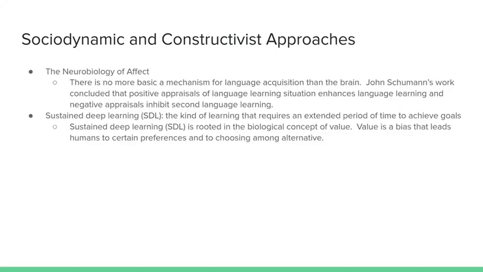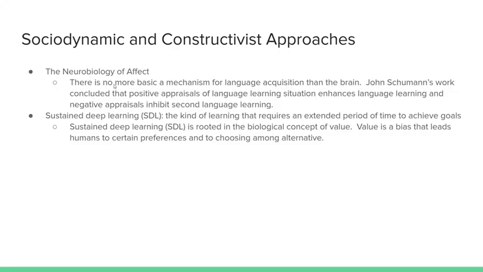So the next one has to do with social dynamic and constructivist approaches. This perspective emphasizes the role of the brain that we talked about before, the neurobiology, and also emotions in language learning. Overall, positive emotional evaluations would support learning, right? And negative evaluations can hinder or impede the process.